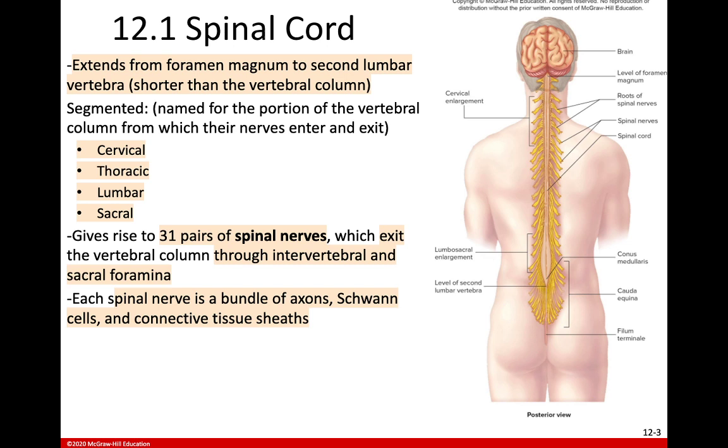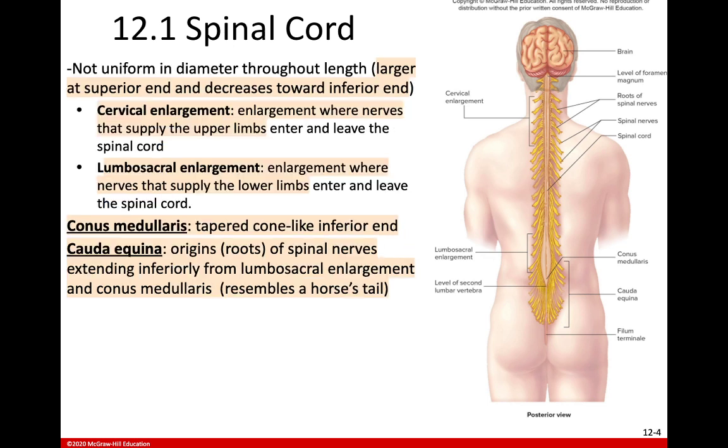There are 31 pair of spinal nerves. We talked about that before. And each spinal nerve is composed of a bundle of axons, Schwann cells, which remember are the glial cells that produce the myelin sheath around these axons outside of the central nervous system, so outside of the brain and spinal cord. And it also contains connective tissue that connects everything together.